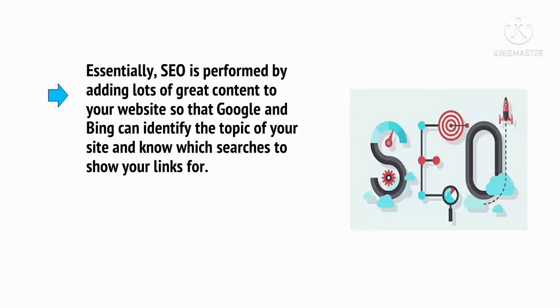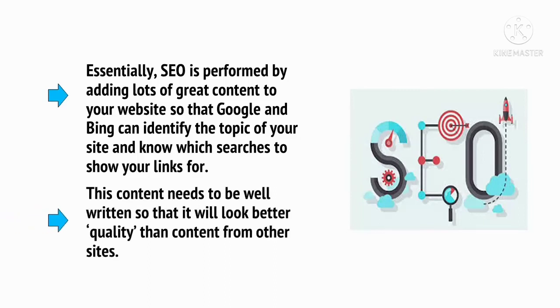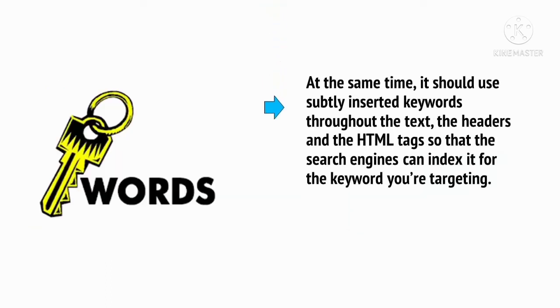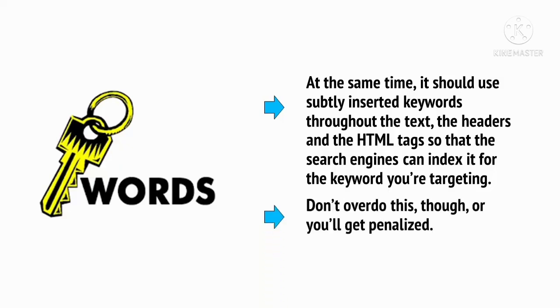Essentially, SEO is performed by adding lots of great content to your website so that Google and Bing can identify the topic of your site and know which searches to show your links for. This content needs to be well written so that it will look better quality than the content from other sites. At the same time, it should use subtly inserted keywords throughout the text, the headers, and the HTML tags so that the search engines can index it for the keyword you're targeting. Don't overdo this though, or you'll get penalized.